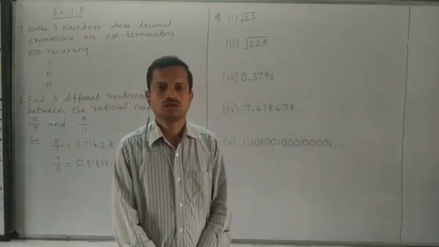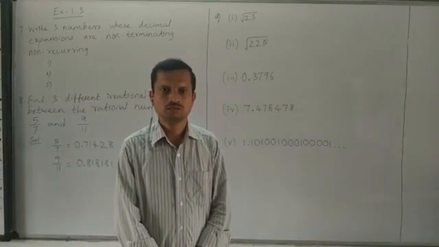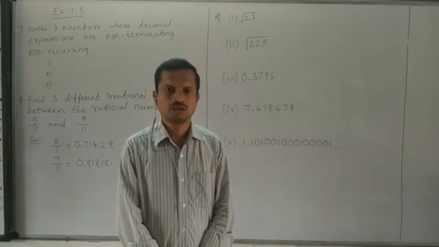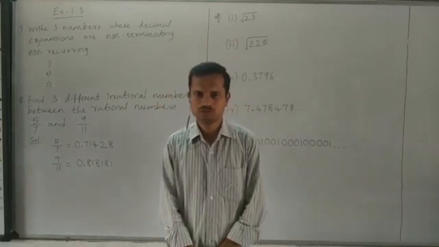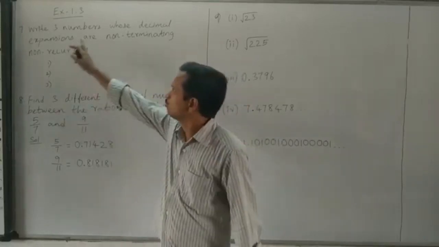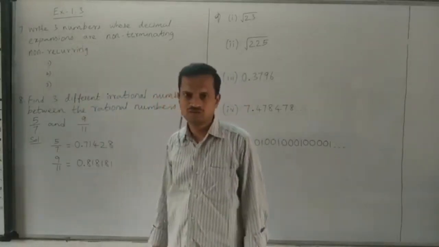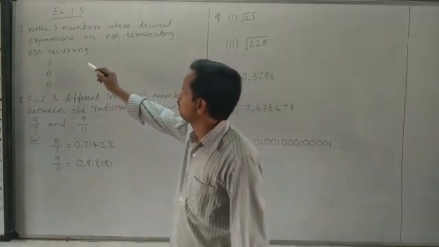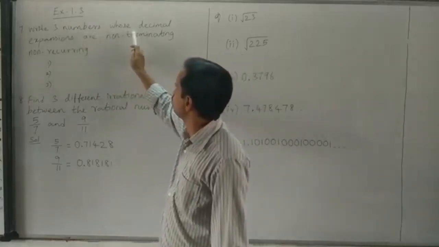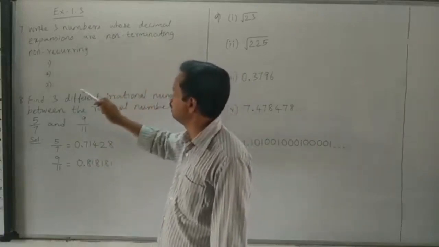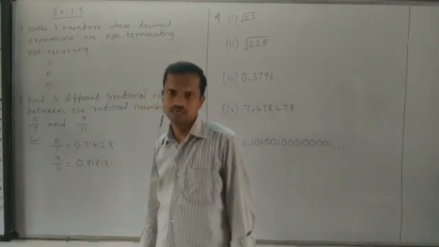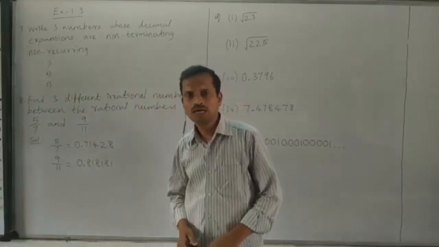And now students, coming to the third class number system, exercise 1.3, the remaining problems. Exercise 1.3, question number 7. Write 3 numbers whose decimal expansions are non-terminating, non-recurring. That means what?